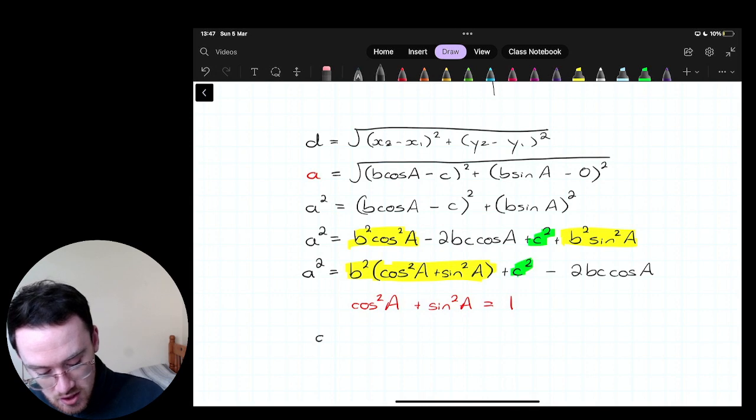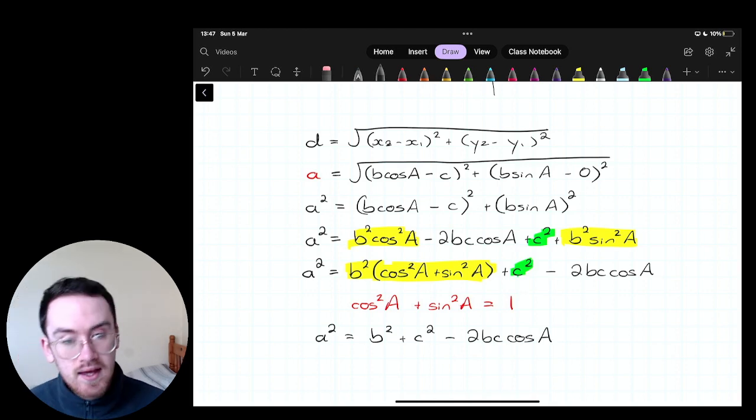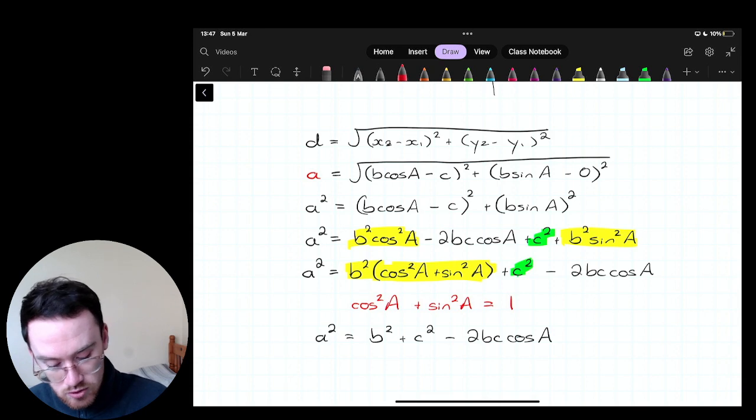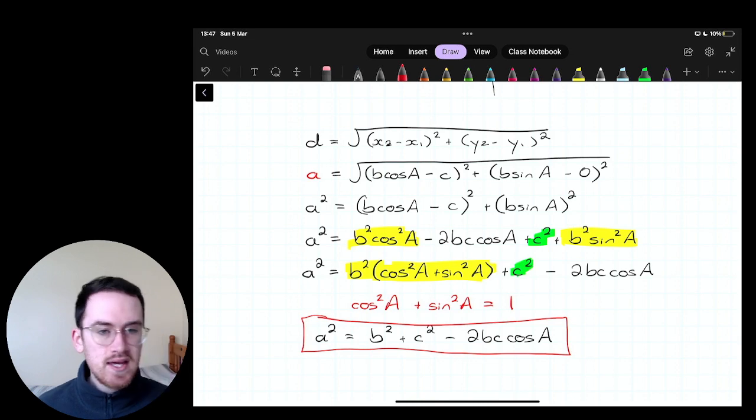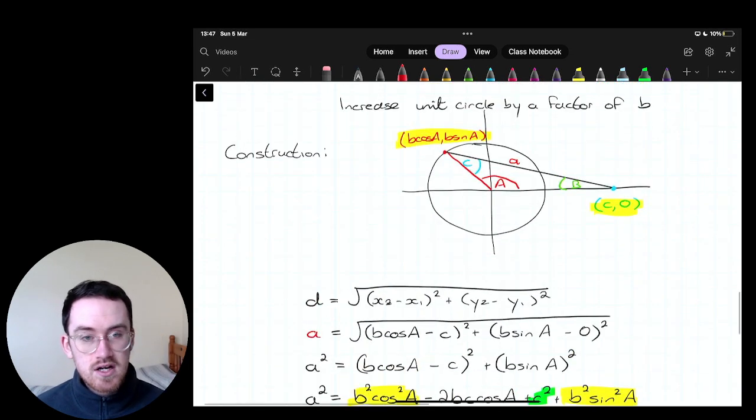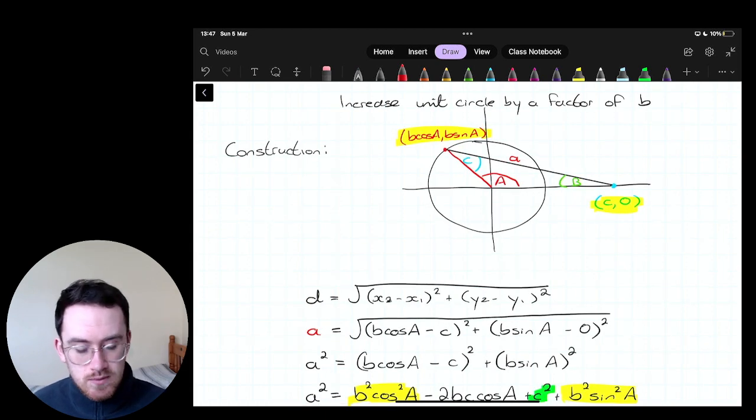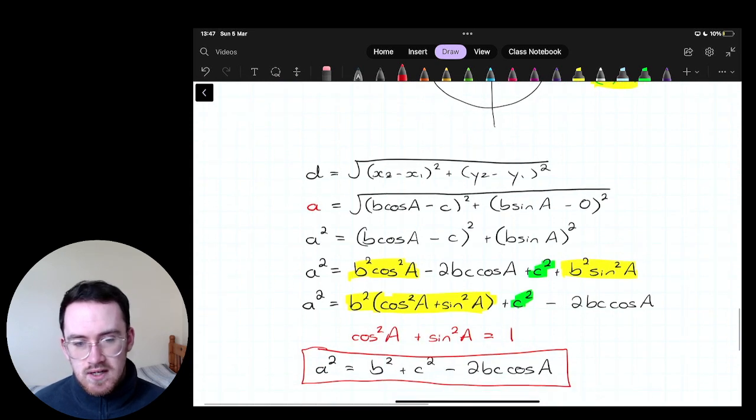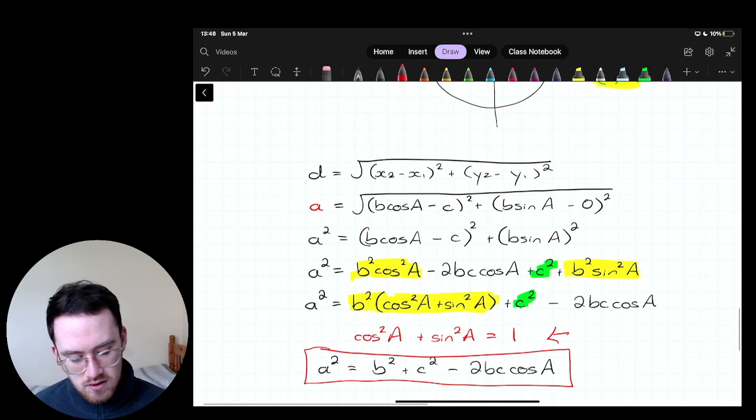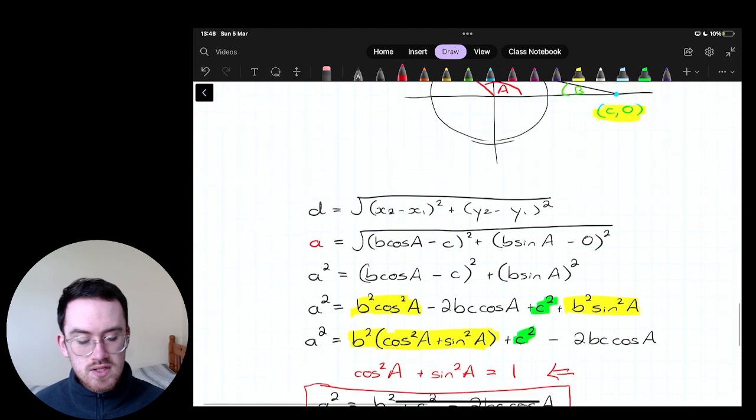Because of that, we get that a squared is b squared plus c squared minus 2bc cos A, which is what we set out to prove. And thus we have our theorem. The key thing there is your setup at the start, setting it up in such a way that you're able to prove it, and then following through using your coordinate geometry, using your distance formula, and using that identity, that cos squared A plus sin squared A is equal to 1. Those are all the key parts of your cosine rule proof.